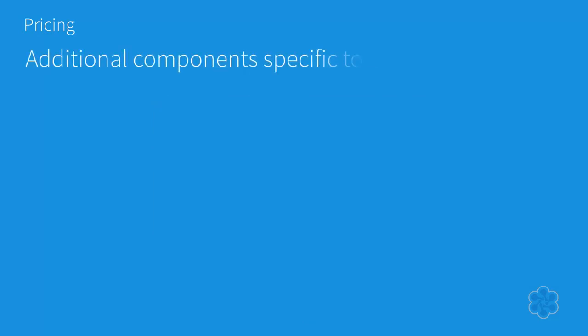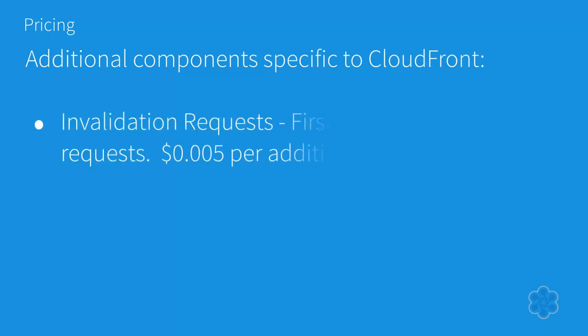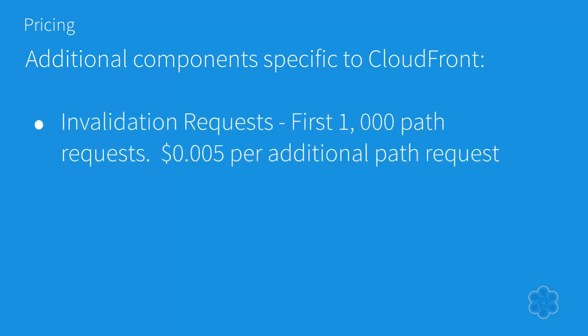There are additional components specific to CloudFront that you need to be aware of from a pricing perspective. The first of these is invalidation requests. There is no additional charge for the first 1,000 paths requested for invalidation each month, and thereafter you're charged at 0.005 cents per path requested for invalidation. So what is an invalidation request? It's a feature that enables you to remove files from all Edge locations prior to the expiration date, also known as the TTL, that is set on the files.